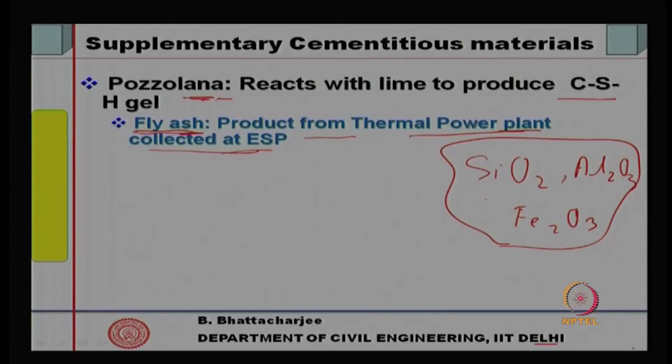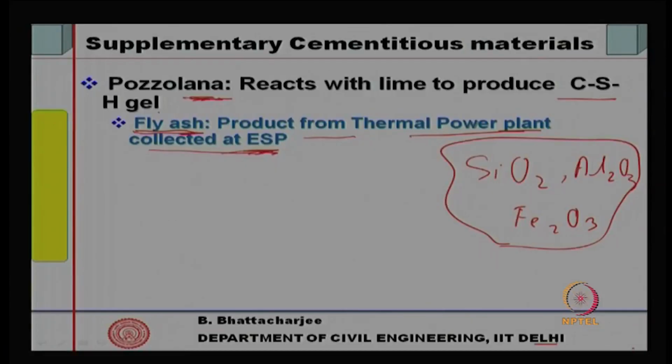Now, the finer ones from this ash material will go away with the flue gas, and are trapped in electrostatic precipitators. We will discuss this at more length when we talk of mineral admixtures. For environmental reasons, you can't throw them to the environment, because they are a health hazard. So, it is collected in electrostatic precipitators, and if you can handle it dry, then this material shows pozzolanic property.